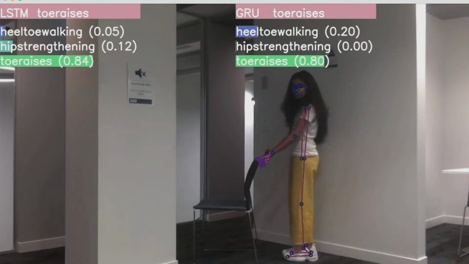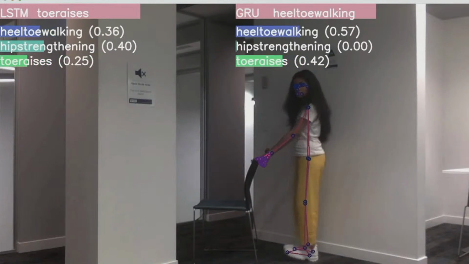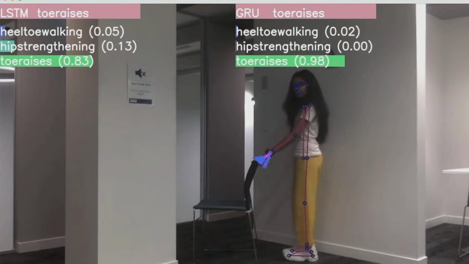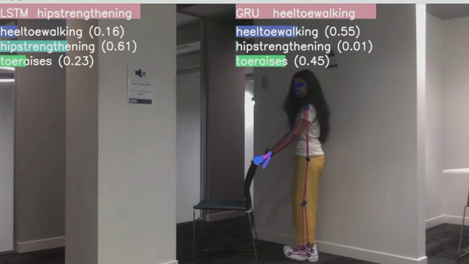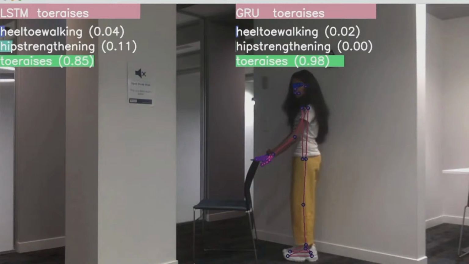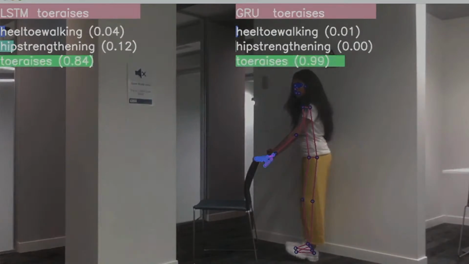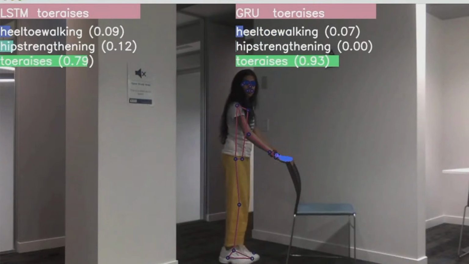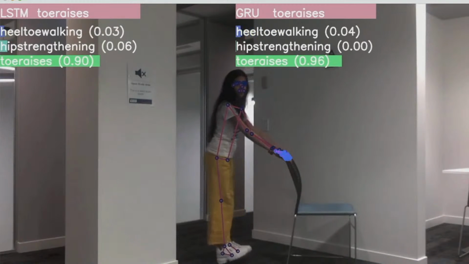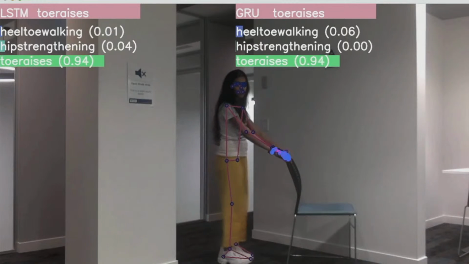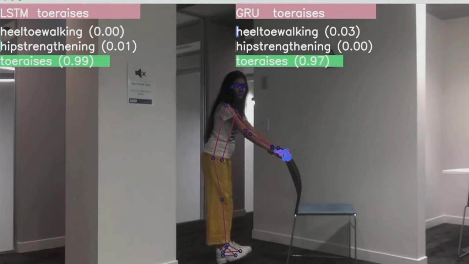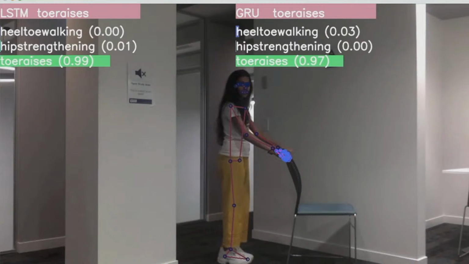For toe raises, both models predict fairly well. This is because this exercise has the least amount of movement, and hence the coordinates don't displace as much. For the most part, this is sort of the resting state for our models. Again, two orientations were taken into consideration, and in both of them, they both perform fairly well. Therefore, the GRU overall is a better model compared to the LSTM.